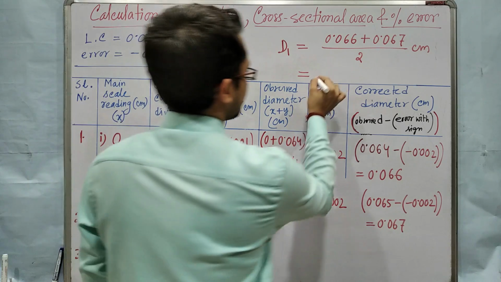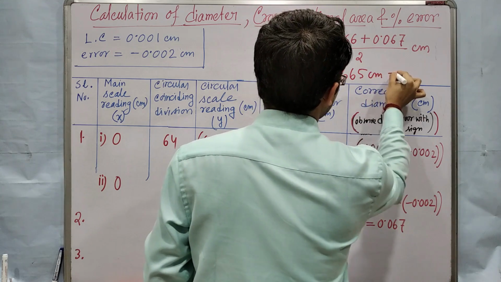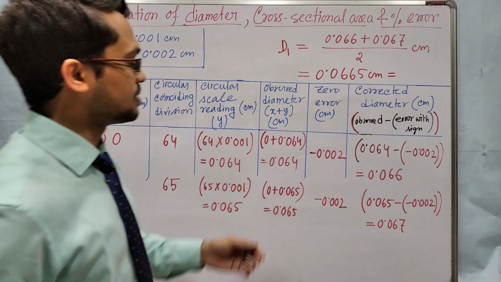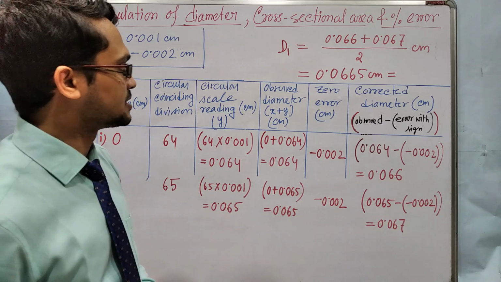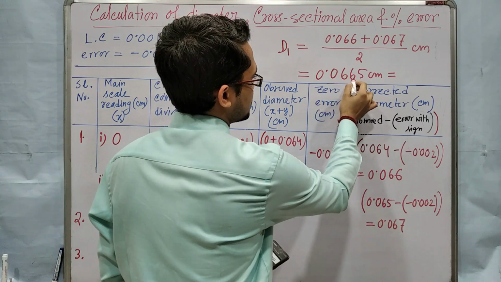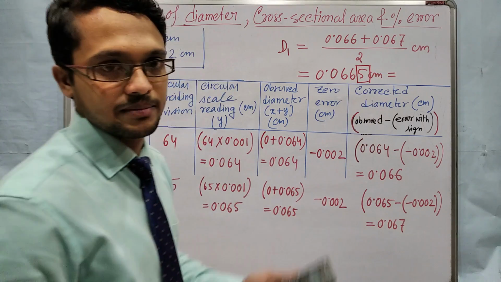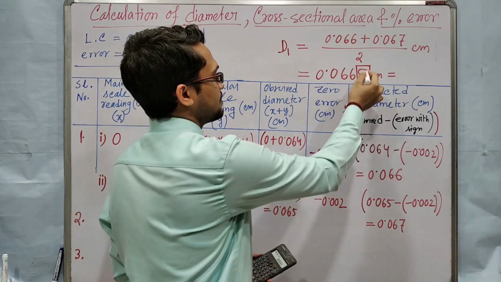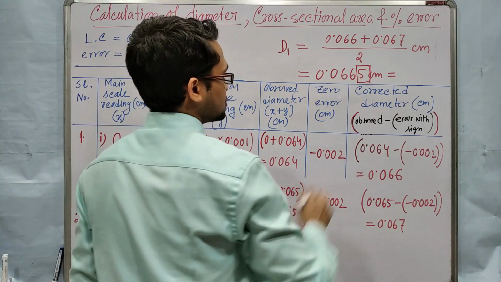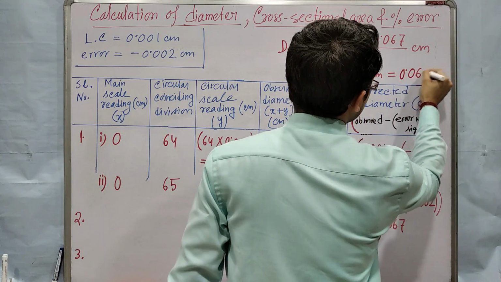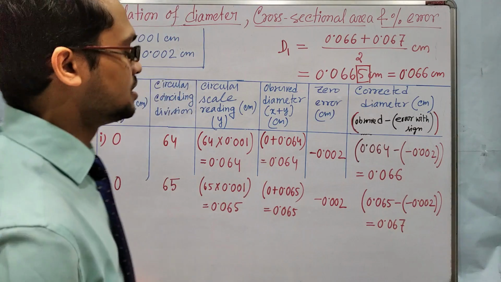So I am writing all the values: 0.0665 centimeter. Now we have to round up to 3 decimal places. So 0.066, up to this we will take, and we have to remove this 5. Now for rounding, after 5 there is nothing, so we check the previous digit. The previous digit is even, and even means it will remain the same. So 0.066 centimeter.